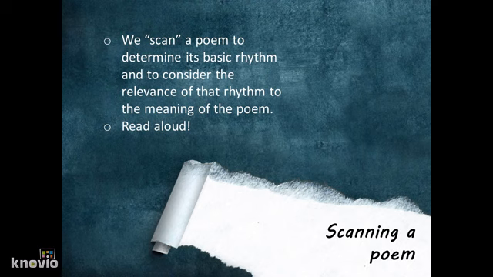When we scan a poem, we begin by saying the poetic lines aloud, paying careful attention to the syllables, which seem to be stressed, meaning pronounced with more emphasis, and then non-stressed, the ones that aren't pronounced with emphasis.